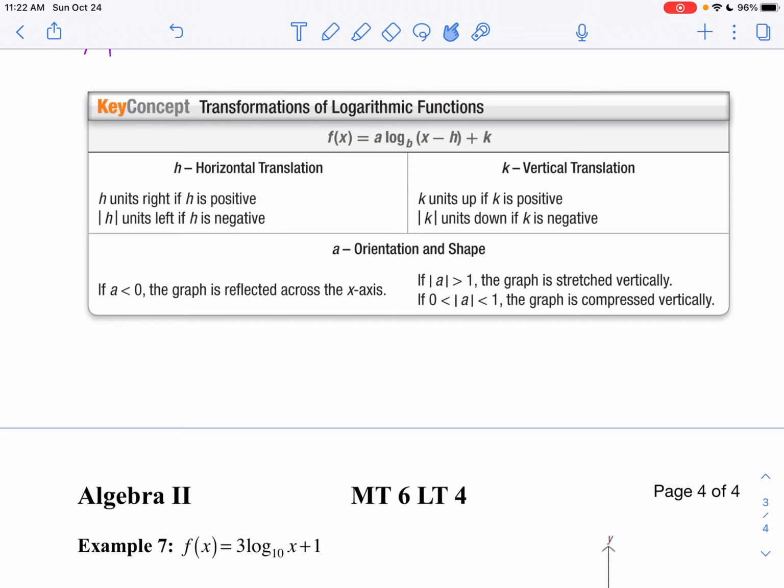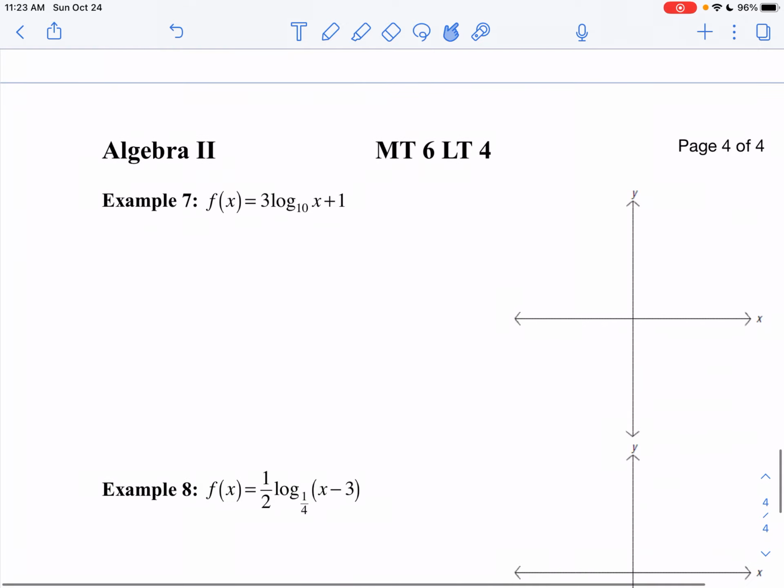If you look at the transformations of a log function, it's just like every other transformation we've done. If you have h, you're going to move your graph h units left and right, k units up and down, and then you have a vertical translation or reflection over the x-axis if it's negative. So let's take a look at example 7.